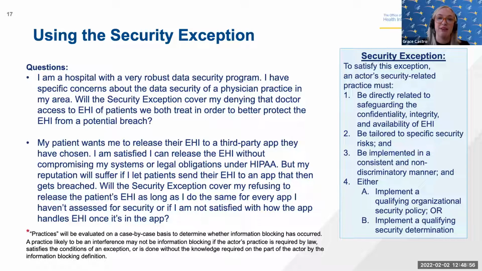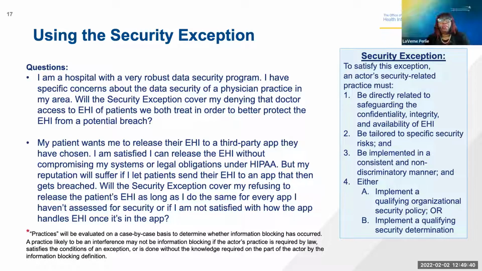However, if the actor just has generalized concerns about data security generally, for instance, maybe the actor is concerned about a potential breach of EHI once it's in the hands of that other provider after that secure transfer of EHI is completed, in that case, the actor is unlikely to meet that tailored to specific security risks element of the security exception. So if that's the situation, then the actor probably can't qualify for the security exception there.